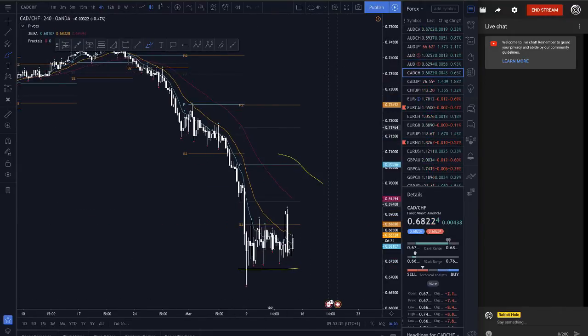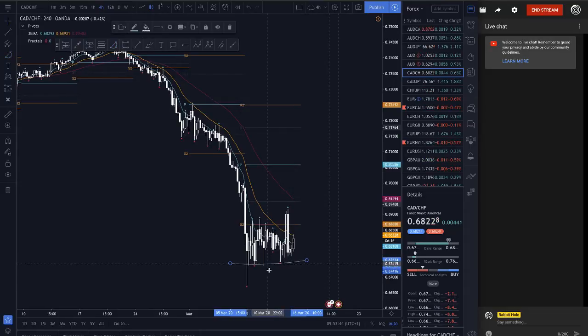CAD Swiss franc. This is from the price action. I always look a bit at the price action, but I'm seeing a potential long here, and I'm actually working on that strategy. I'm looking for an indicator that would react to volume, so that this would be an entry right now.